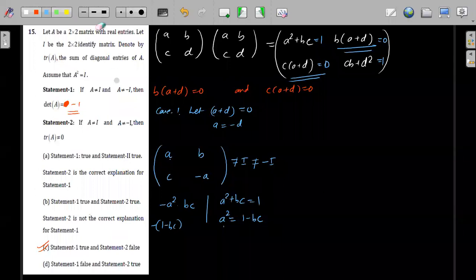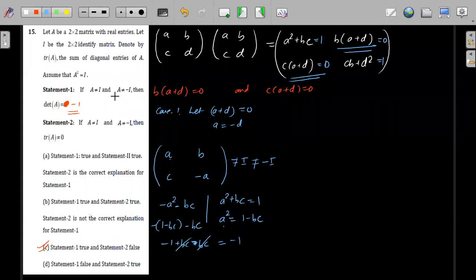This is minus, so this is minus BC. So this will become minus 1 plus BC plus BC, minus BC. So this and this will get cancelled. So that means determinant of A is equal to minus 1. Determinant of A is equal to minus 1.